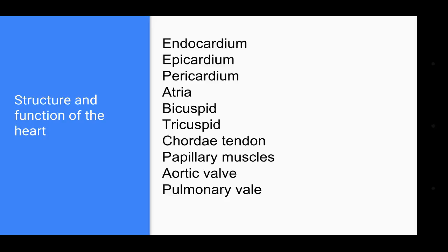Aside from the layers of the heart, there are four chambers. Firstly is the atria. These are the two upper chambers. They allow blood to fill into the heart. The bottom two chambers are called ventricles. They hold the majority of blood in the heart and pump it through the heart.